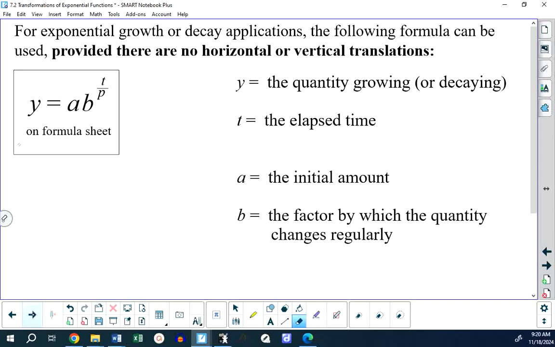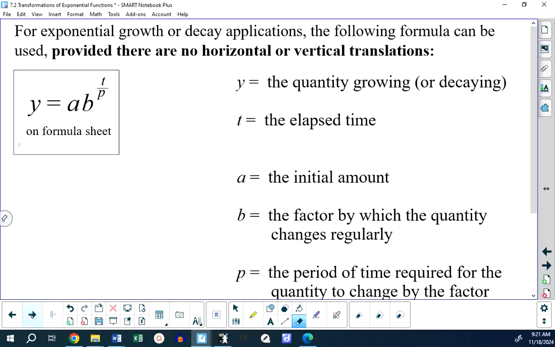So with the truck, it was 0.903 because it declined by 9.7%, whatever the number was. With a population growing at 4%, B would be 1.04. But P is the period of time it takes to happen. That's why I didn't want to use the word period earlier. These are clearly variables. These are parameters. And this is on your formula sheet.